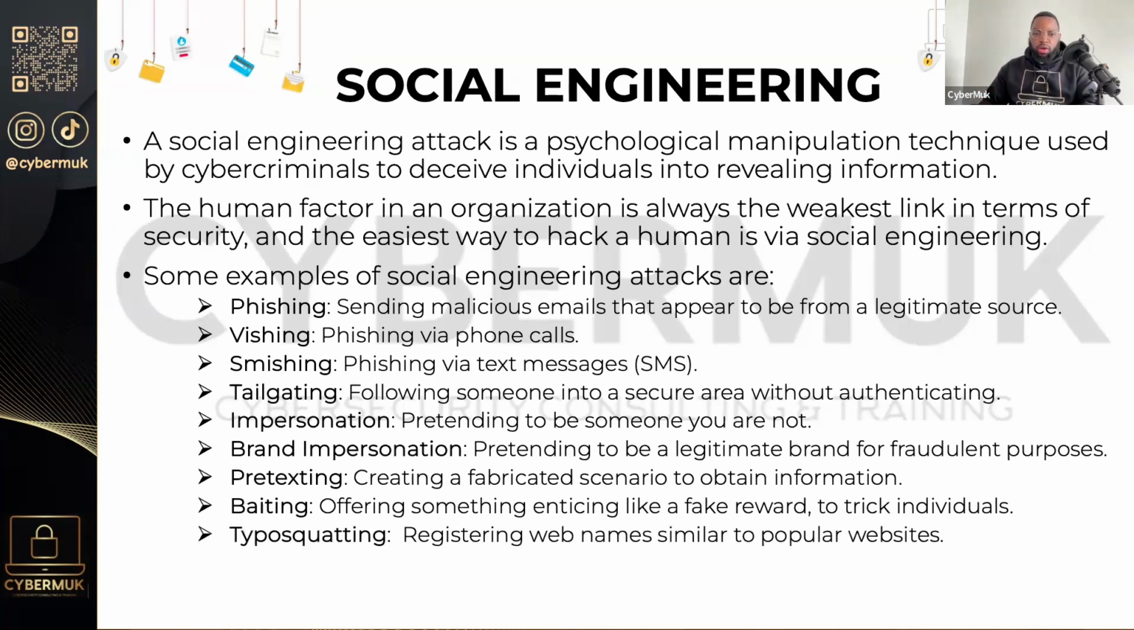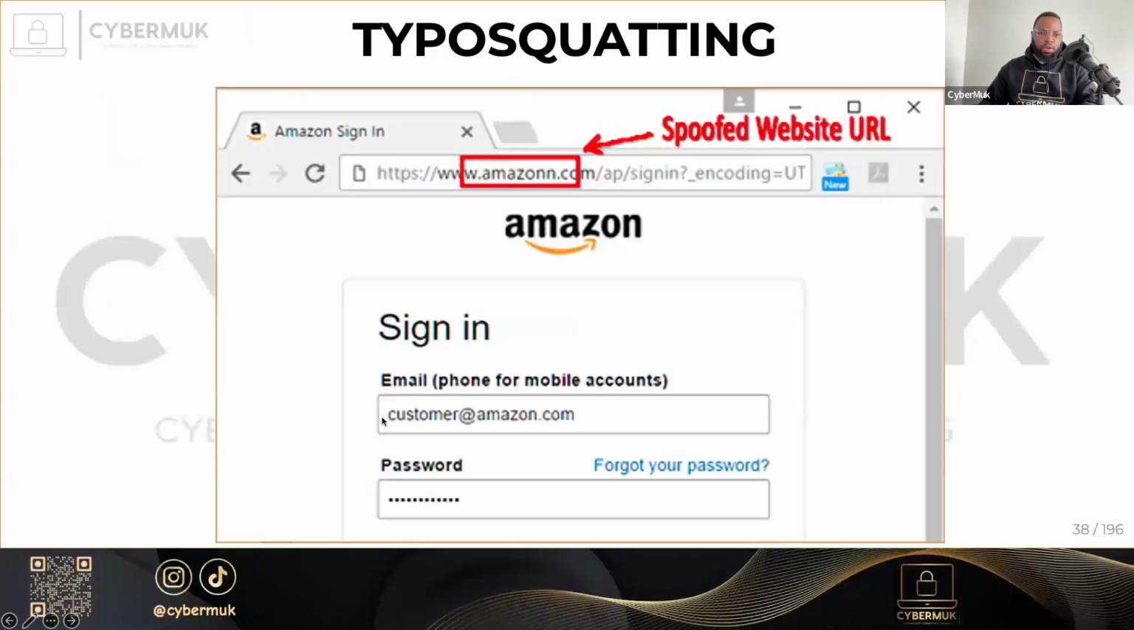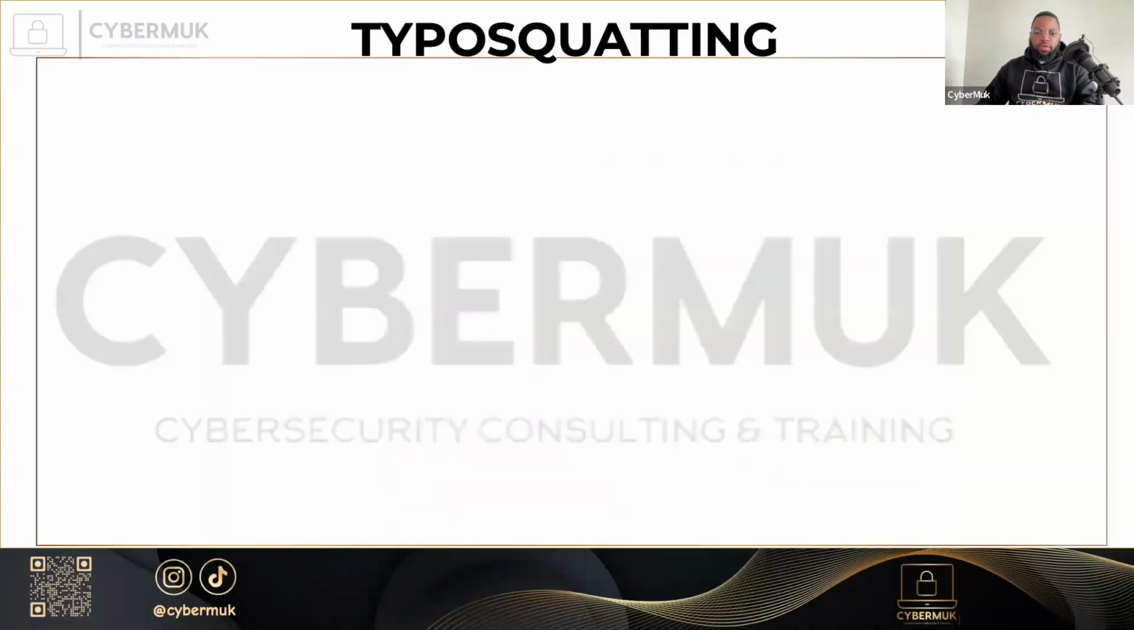Typosquatting is also common. Typosquatting is registering web names that are similar to popular websites. For example, take a look at this. Someone can register a fake name like Amazon with 2 Zs.com or something similar. Typosquatting works because most people will make a typo when entering a website domain name.